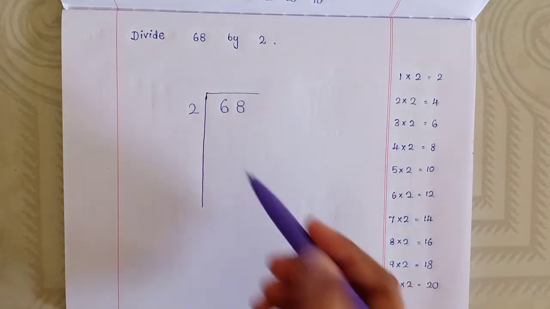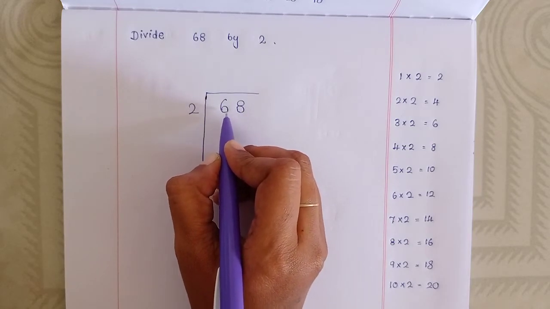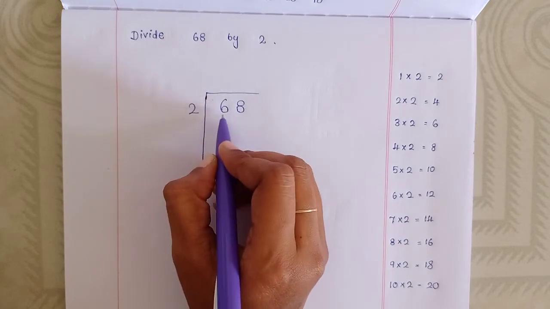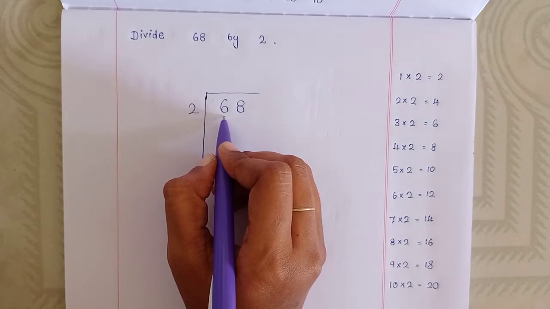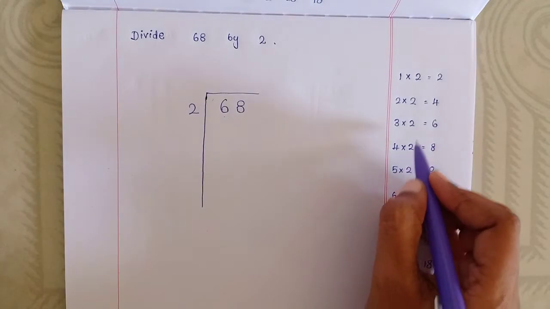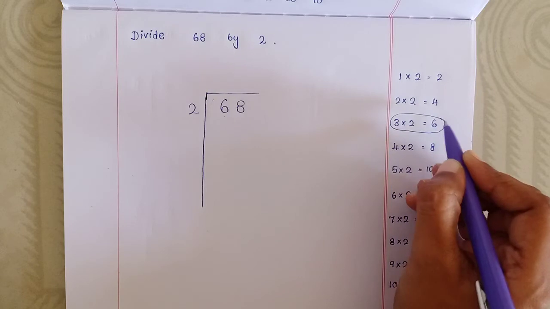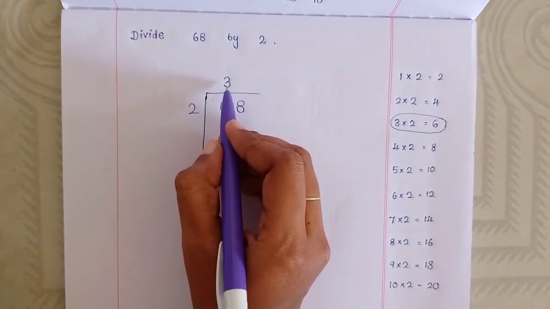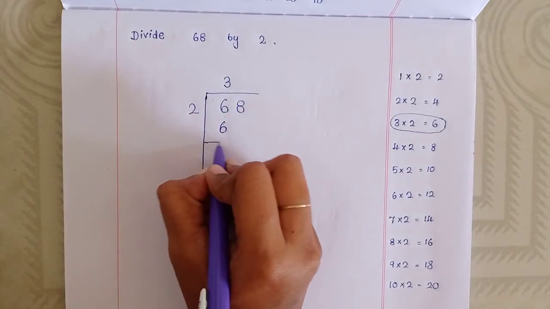Okay? Now, see here, ones and tens. Divide the tens place first. Divide the highest place first. Now we want 6. How many 2s are 6? See here, 3 twos are 6. So you write here 3. Okay? 3 twos are 6. You write it here.